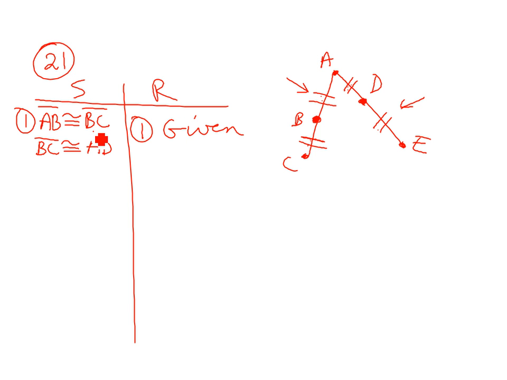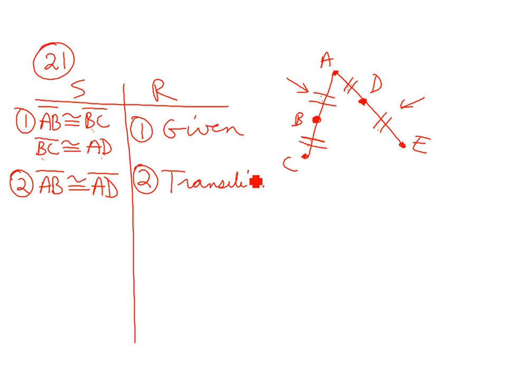Now we look right here, and that looks like we're going to be able to use the transitive property. So the transitive property tells us if AB is congruent to BC and BC is congruent to AD, then it tells us that AB has to be congruent to AD. That's what the next one says. We can say that because of the transitive property.